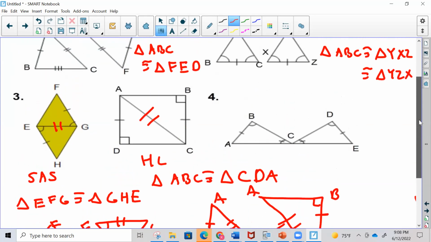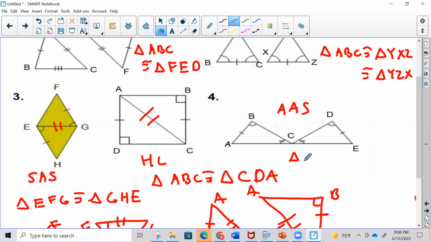Okay. And then this last one is we have a side, an angle, and an angle, okay? And so remember, you either have angle, angle, side, or angle, side, angle. And if you look, this side is not right between the two angles. So this is angle, angle, side. Or side, angle, angle is the same thing.